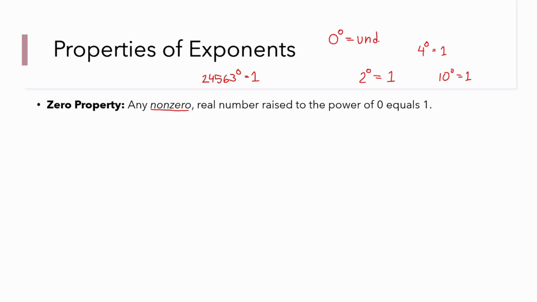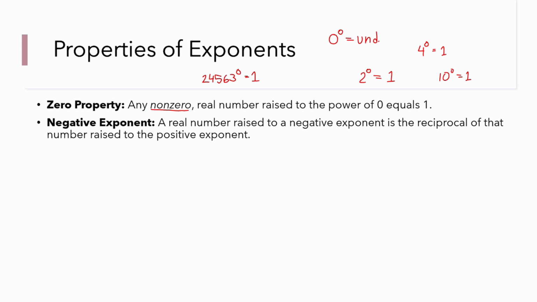Now, the reason for this is beyond the scope of this video, but if you're interested in figuring out why, I've put a video in the enrichment resources which explains why 0 to the power of 0 is undefined. The next property that we're going to see is a negative exponent. A real number raised to a negative exponent is the reciprocal of that number raised to the positive exponent. So an example of this would be 2 to the power of negative 1.